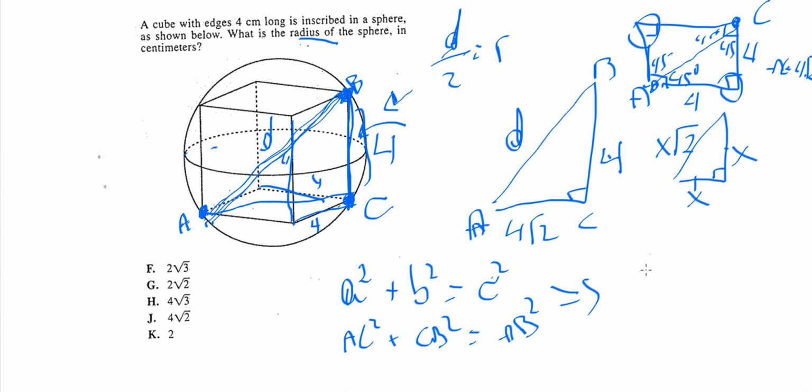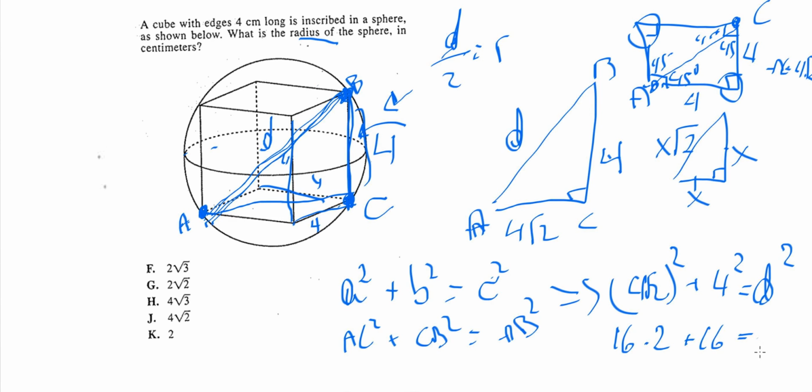Let's begin with AC squared. So this will be 4 root 2 squared plus 4 CB squared, and this will give us D squared. Well, 4 root 2 squared, if we square each term at a time, it'll be 4 squared, or 16, times root 2 squared, which is just 2, plus 4 squared, 16, and this will give you D squared. So basically we have 32 plus 16 gives you D squared. In other words, we have 48 gives you D squared.